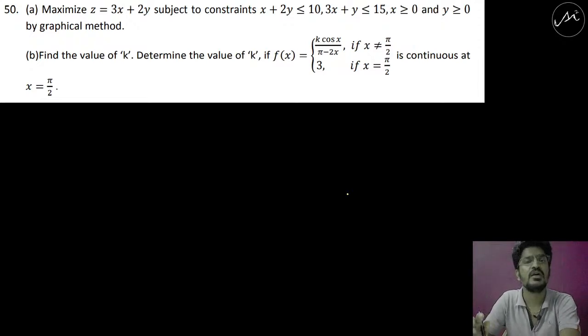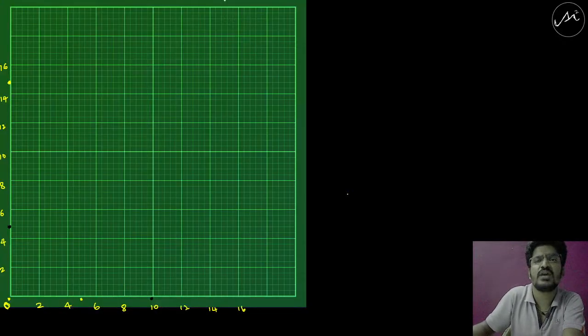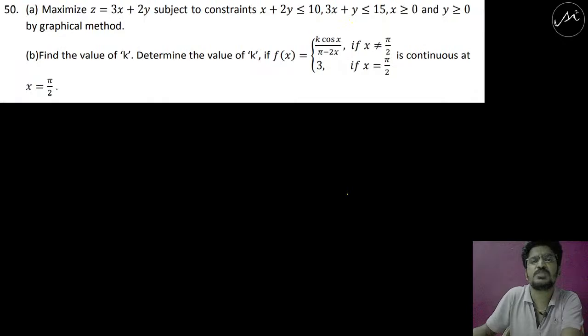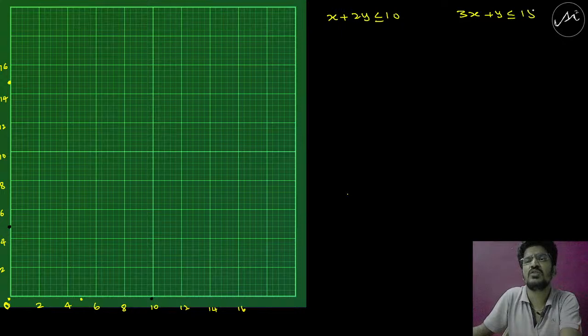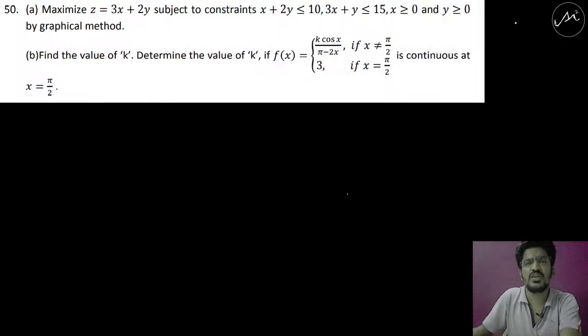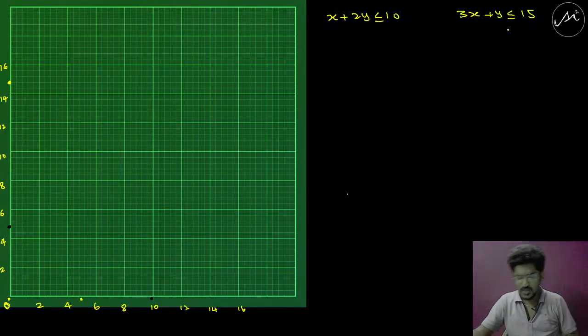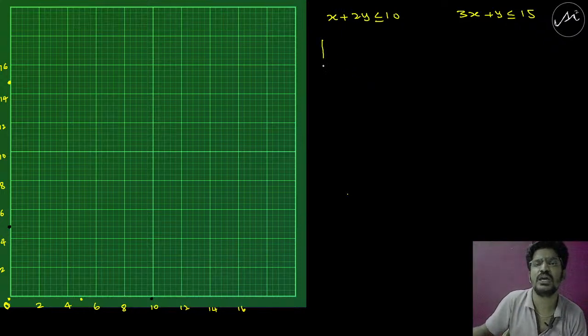In LPP. So for that reason, first we shall solve the equations, that is x plus 2y lesser than or equal to 10, and the second equation is 3x plus y lesser than or equal to 15. So we have to solve these two equations. If x is 0, y is 5. If y is 0, x is 10.